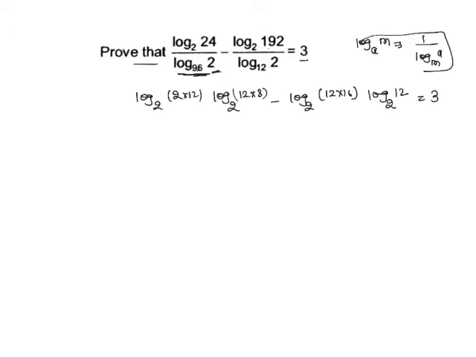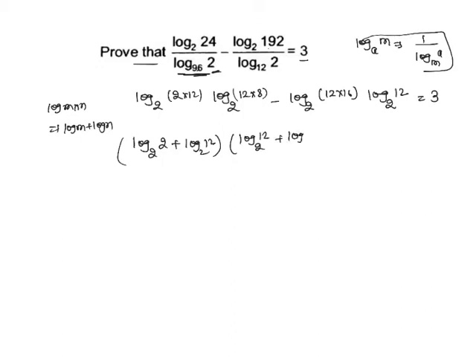So there we will use the property log(m·n) equals nothing but log m plus log n. So this will become log 2 base 2 plus log 12 base 2, into log 12 base 2, plus log 8 base 2, minus log 12 base 2 plus log 16 base 2, into log 12 base 2, equals 3.